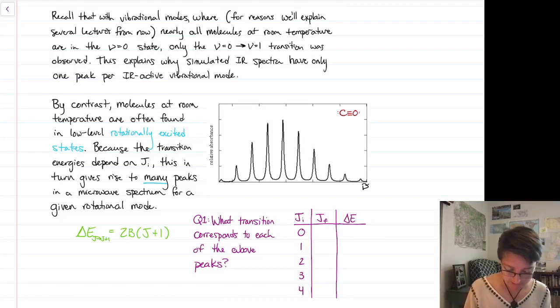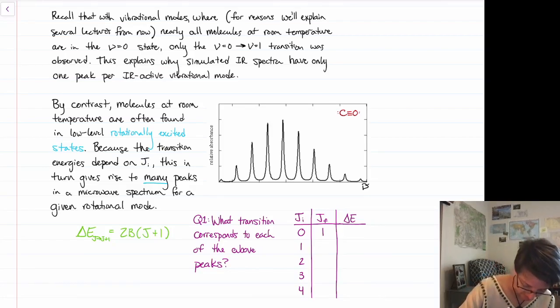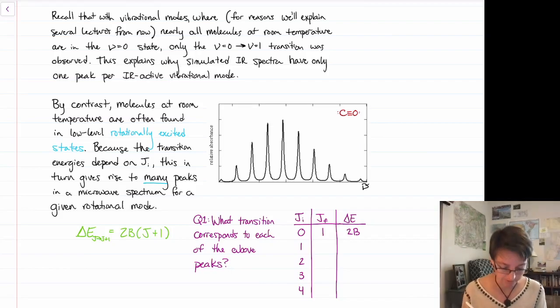So if J initial equals 0, we have to go up by 1, so J final is going to equal 1, and our delta E for this transition is going to be 2B, since J initial, our J value, is equal to 0. Go ahead and pause the video, see if you can fill out the remainder of this chart, and then based on those energies, see if you can interpret which transitions correspond to which peaks in the spectrum.